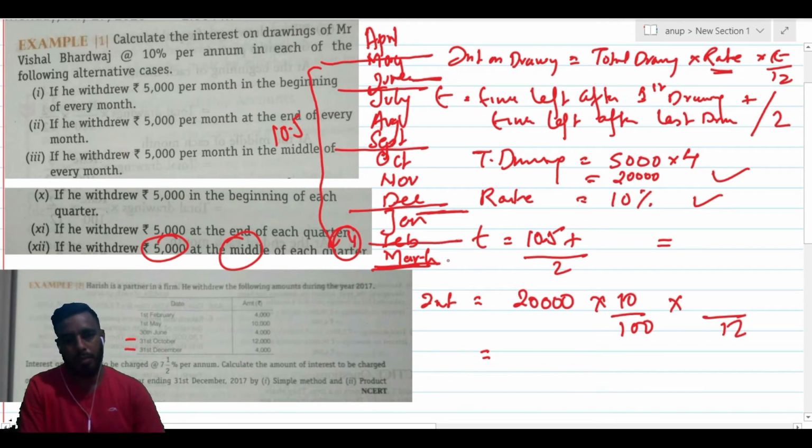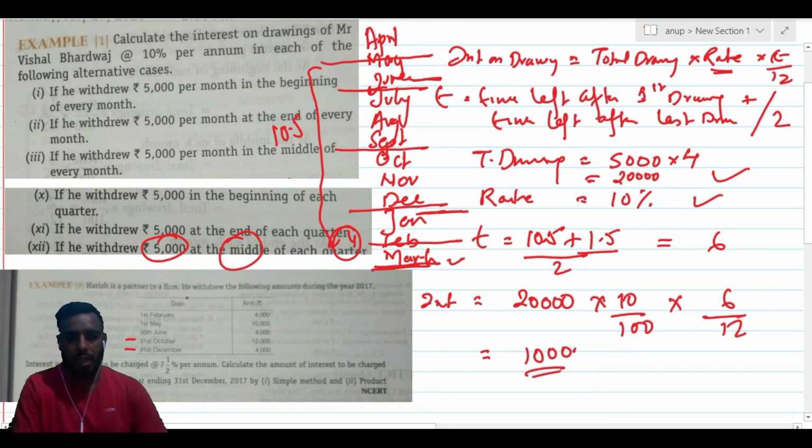So how much time is left? The whole March and 15th February. That means we can say 1.5 months. So total will be 10.5 plus 1.5 will be 12, divided by 2 will be 6. So the T will become 6 in this case, and the amount of drawing will be 1000.